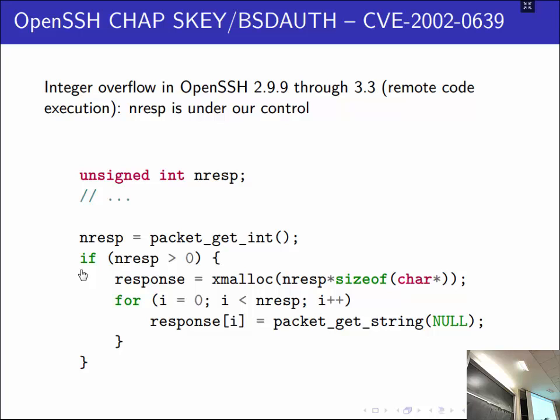Suppose you put in a number like 2 to the 30, and then you multiply it by 4. You get the number 2 to the 32, which you can't even represent, so it becomes 0. And actually, xmalloc is going to happily give you a chunk of length 0. Why would it do that?